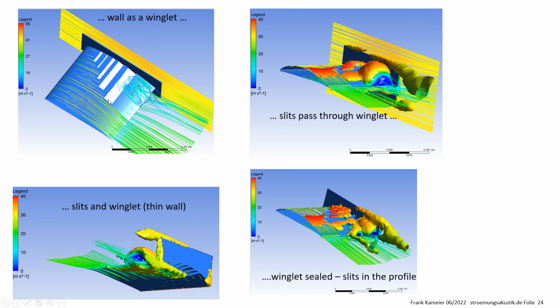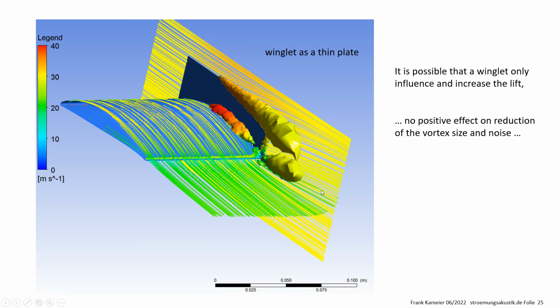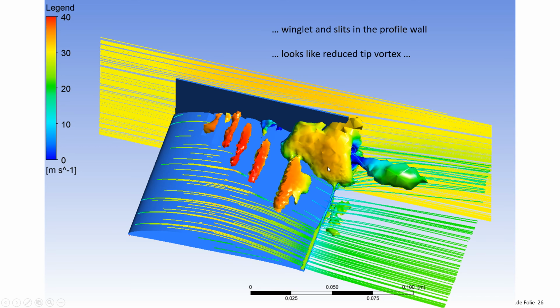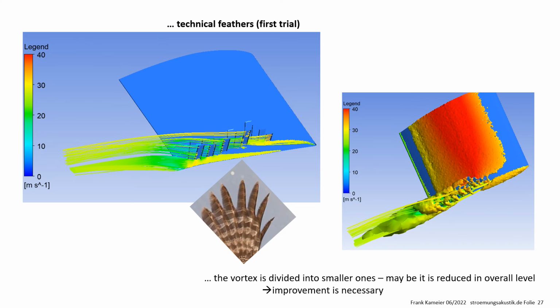I have done the combination of winglets and these slits, and of course all the time I can influence the vortex, but the big vortex is still there. It's a combination with a still reduced big vortex, but I don't know what kind of noise production occurs here. That needs further investigation. Then I tried to build a kind of technical feather.